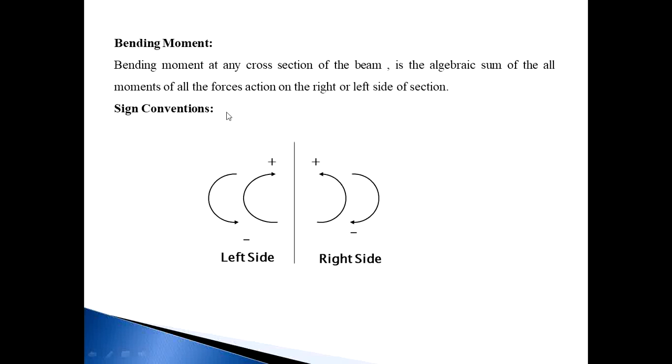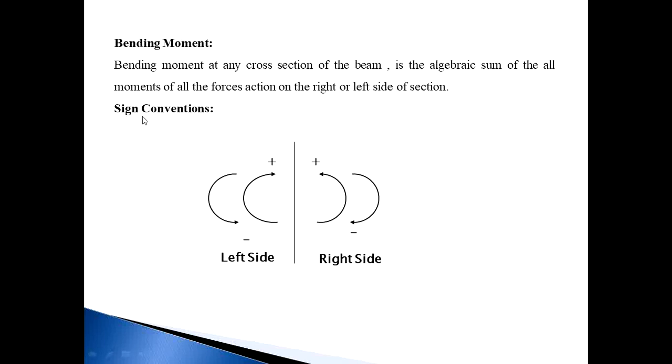Then next, bending moment. Bending moment at any cross section of the beam is the algebraic sum of the moments of all forces acting on the right or left side of a section. It means the bending moment at any point is equal to the algebraic sum of all moments on either the right or left side of the section, giving the bending moment for that particular point.